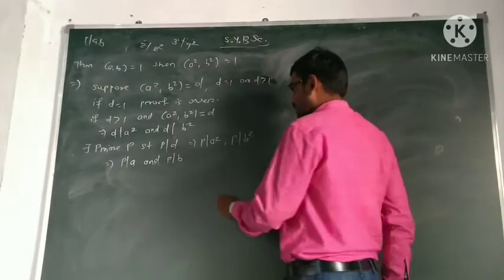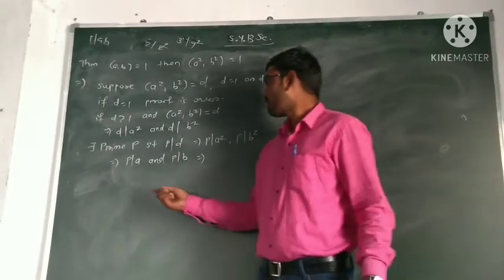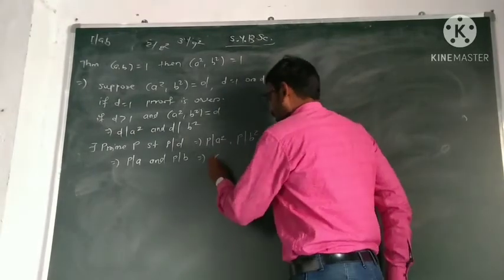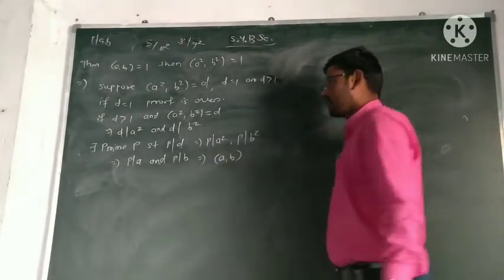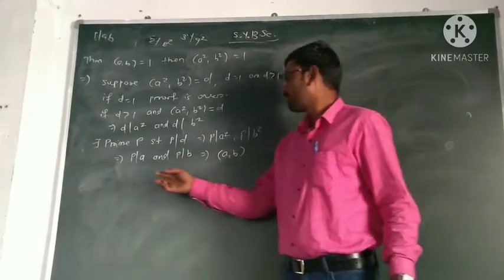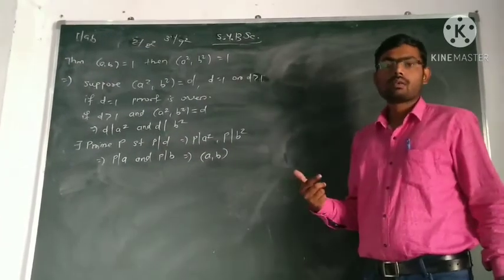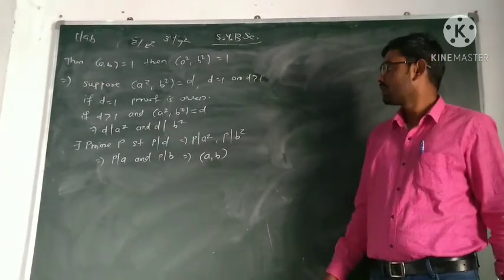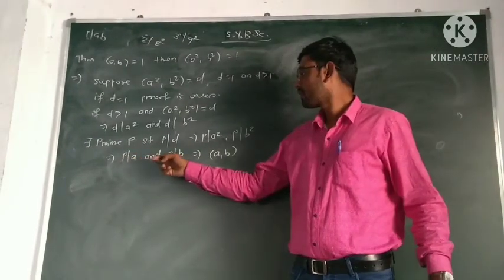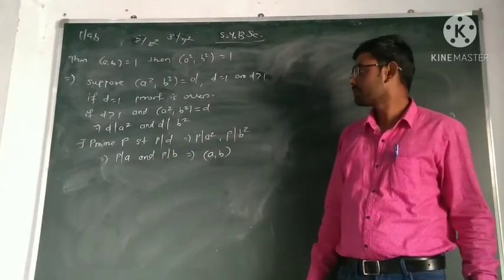This implies P is a common divisor. P divides A and P divides B, and P is prime. So P is a common divisor, and moreover P is a prime.